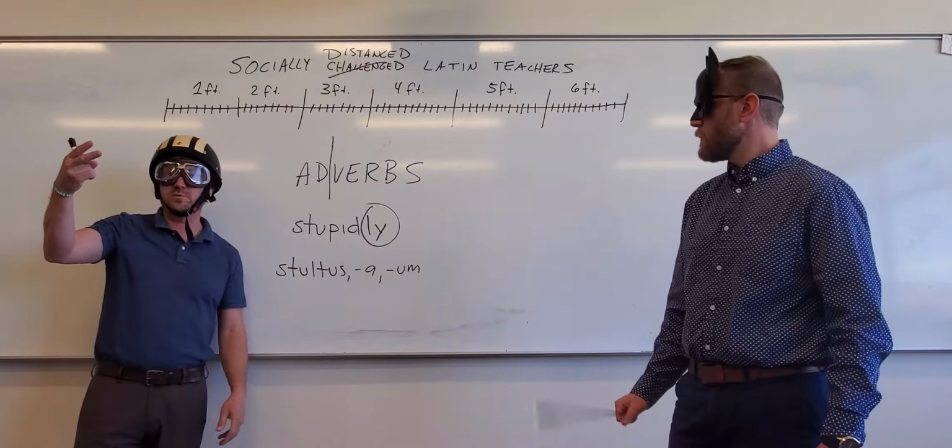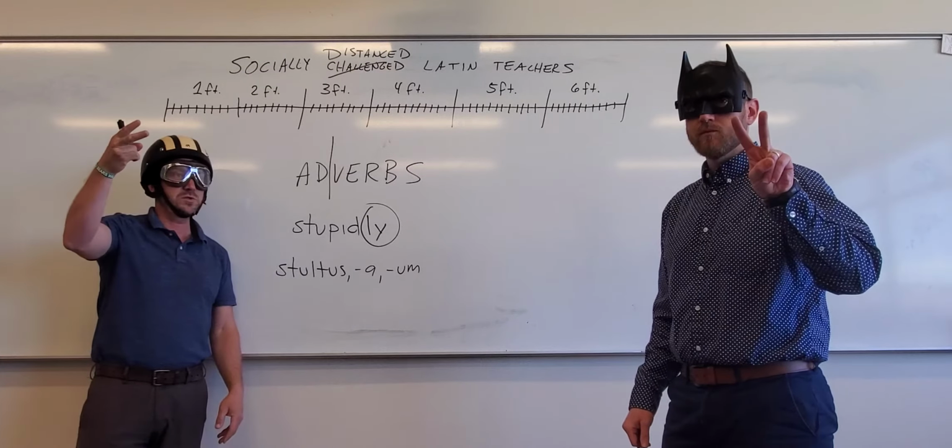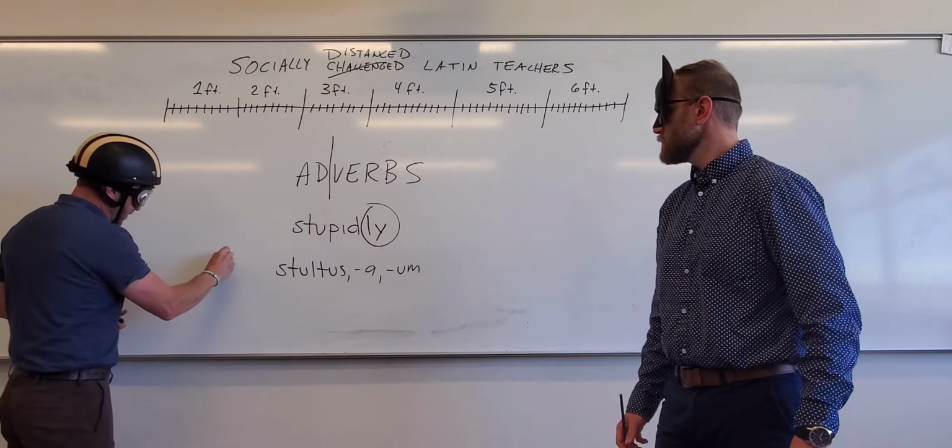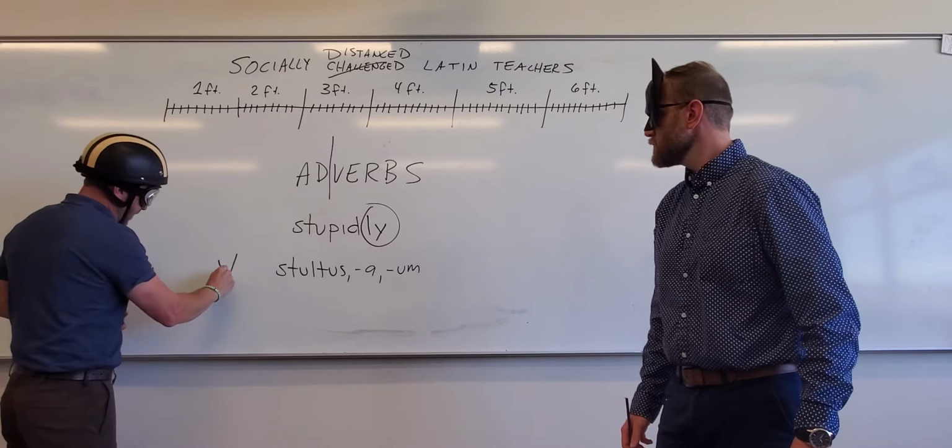But in Latin there's actually two ways to form adverbs, and it really depends on the adjective. If it's a first or second declension adjective, like stultus, stultum, then there's one way to make that an adverb. But if it's a third declension adjective, like celer, celeris, celere, which means swift, then there's another way. So you have to learn two things instead of just one.